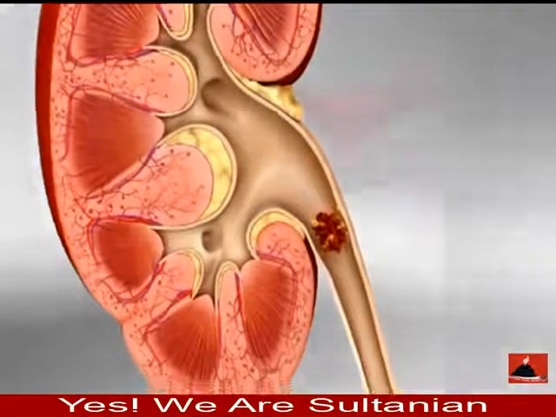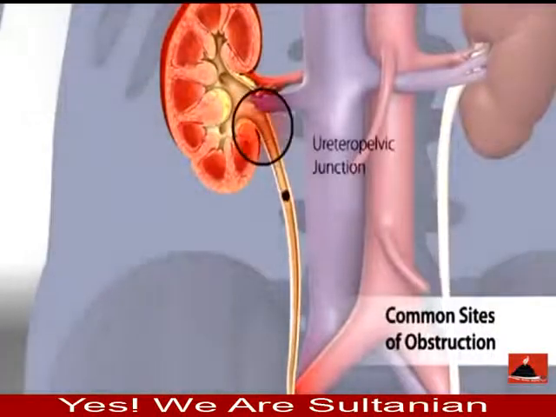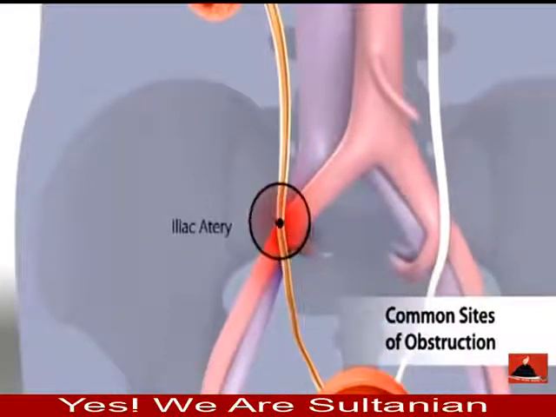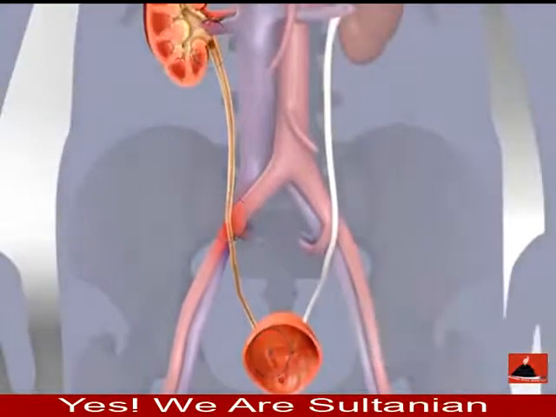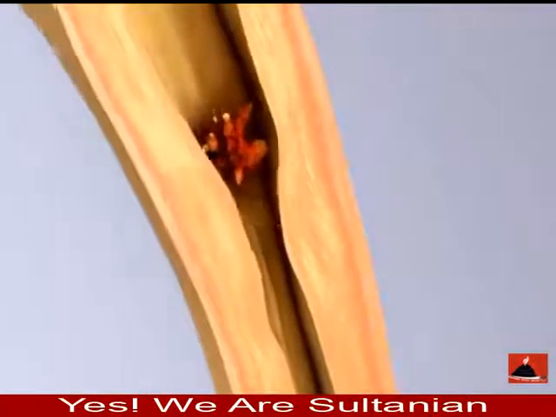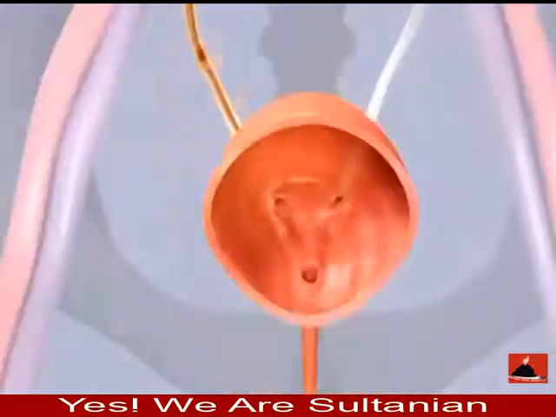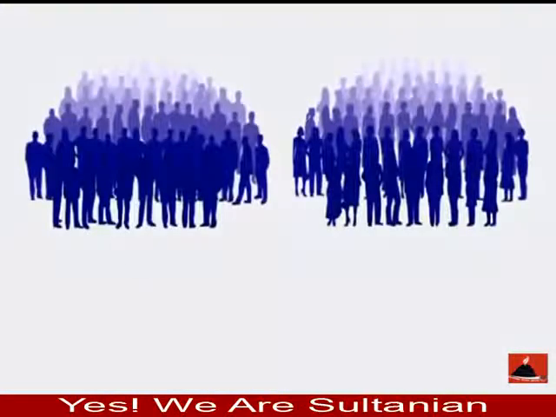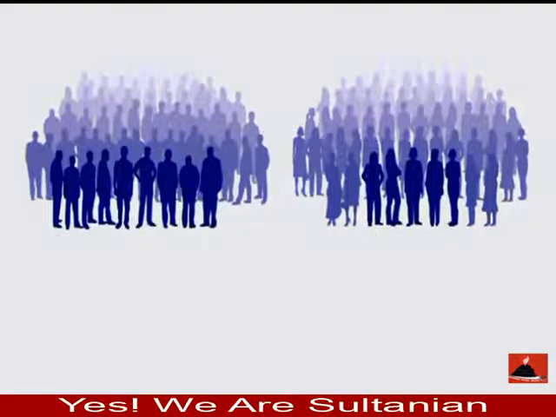The edges of the stone may become wedged inside the ureter at the ureteropelvic junction, where the ureter crosses over the iliac artery, or at the ureterovesical junction. The result? Pain and obstruction until the stone slowly passes into the bladder and eventually passes out of the body in the urine stream. In the U.S., it is estimated that 13% of men and 7% of women will develop a kidney stone during their lifetime.